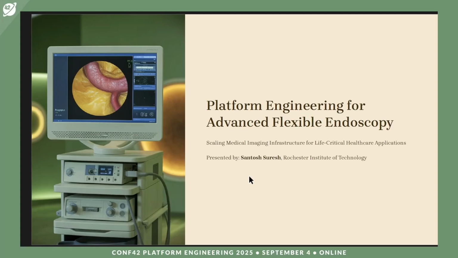I'll be presenting on scaling medical imaging infrastructure for life critical healthcare applications. We describe how advanced flexible endoscopy uses this architecture.